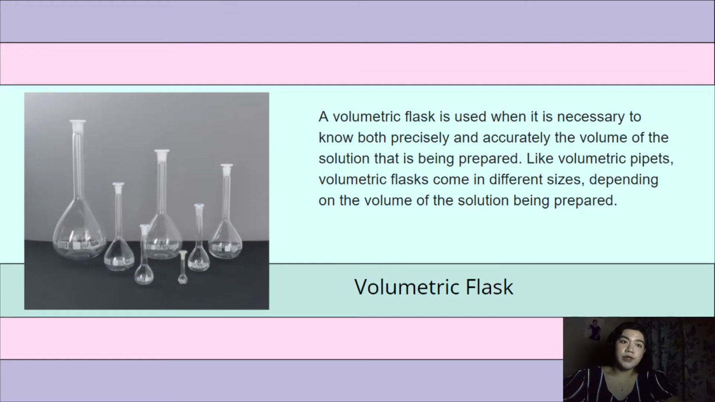Second is the volumetric flask. A volumetric flask is used when it is necessary to know both precisely and accurately the volume of the solution that is being prepared. Like volumetric pipettes, volumetric flasks come in different sizes depending on the volume of the solution being prepared.